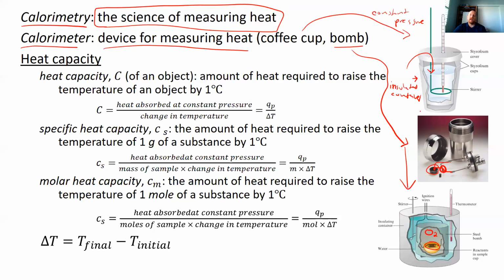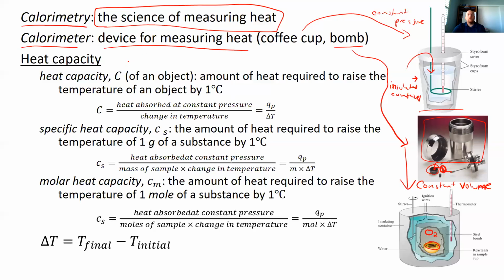You can do it in a coffee cup calorimeter, which is at a constant pressure, or you can do it in a bomb calorimeter. And a bomb calorimeter, because it's this metal container, right, it doesn't change its volume. This is going to be a constant volume calorimetry. Okay, and we call it a bomb because essentially that is a bomb. That's going to be a very, very high pressure system, which is why you need this very sturdy metal container.